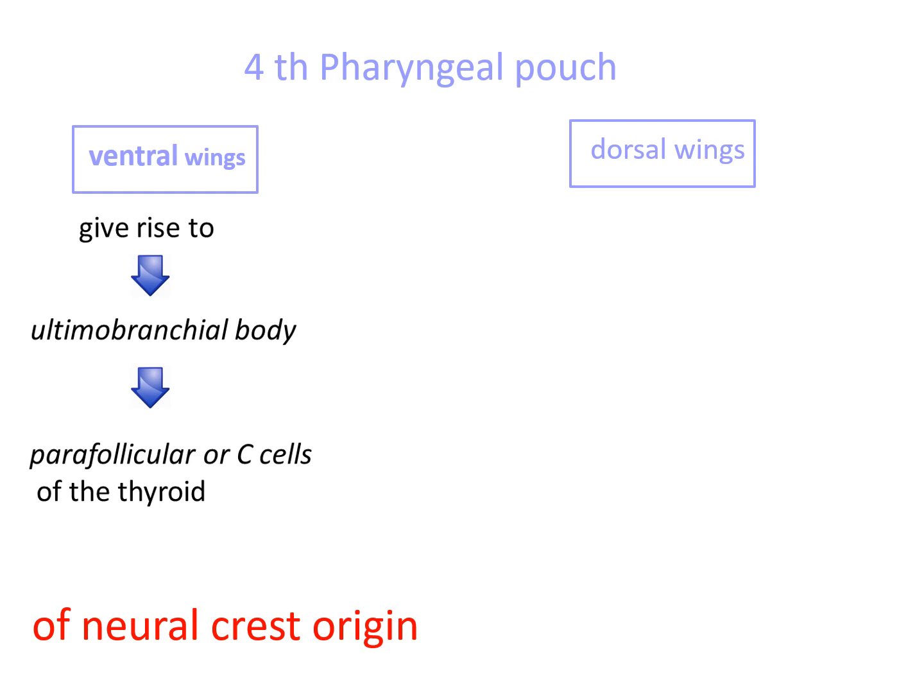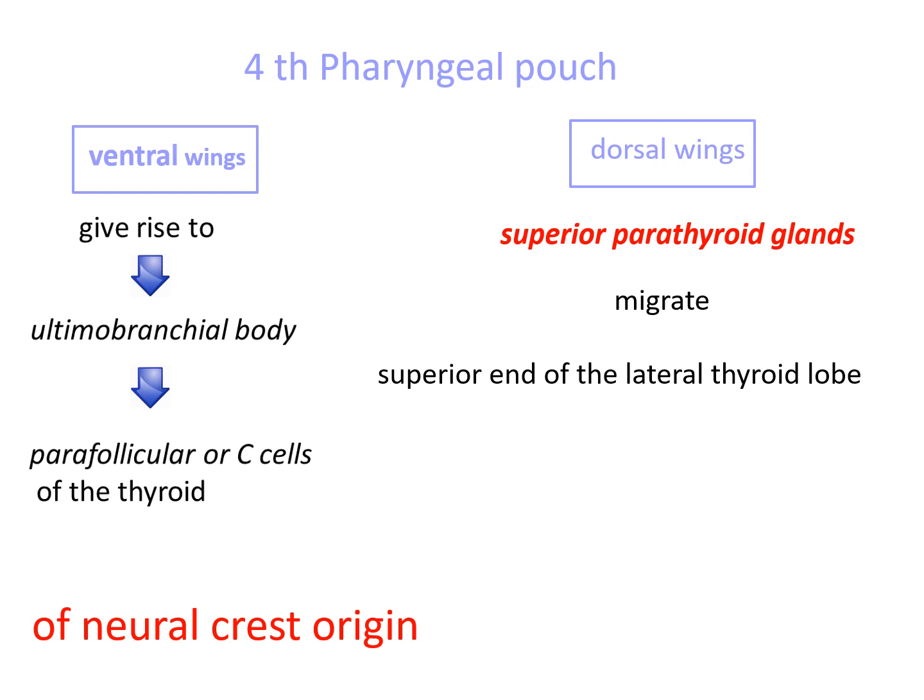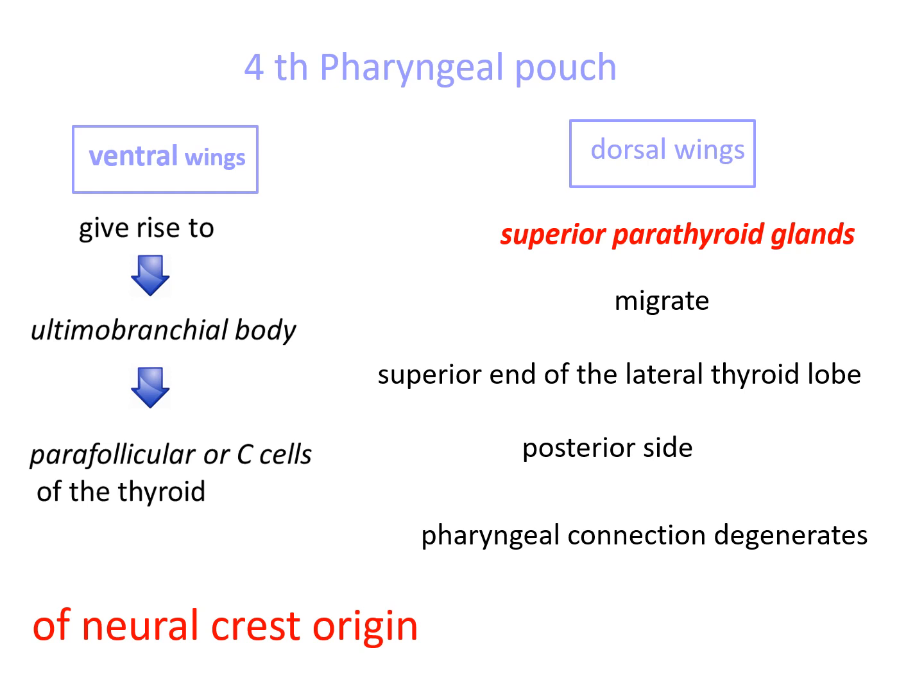They are totally of neural crest origin. The dorsal wing will form the superior parathyroid glands. They come down towards the thyroid gland on the posterior side of the lobes and lose their pharyngeal connection.